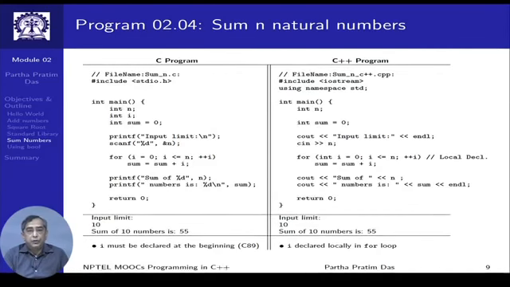You may also note that for the for loop, the loop index i can be declared within the parentheses of the for construct. If you do that, then this declaration of i is local to this for loop.